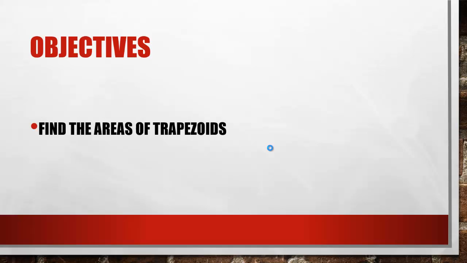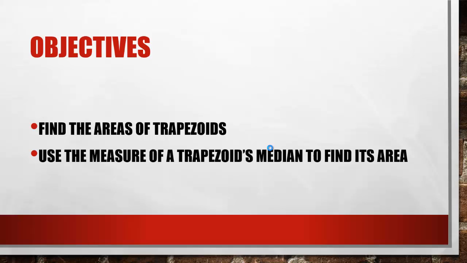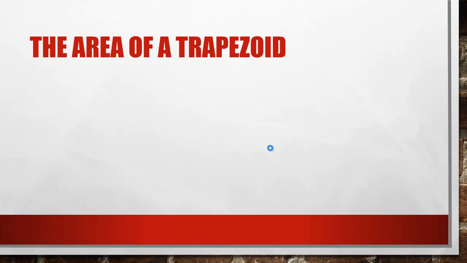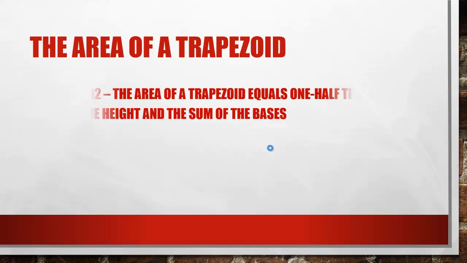All right, so the objectives, you have two. One is to find the areas of trapezoids, well, of course. And two is to use the measure of a trapezoid's median to find its area. So you'll be learning about medians too, of a trapezoid. So let's start with the area of a trapezoid.